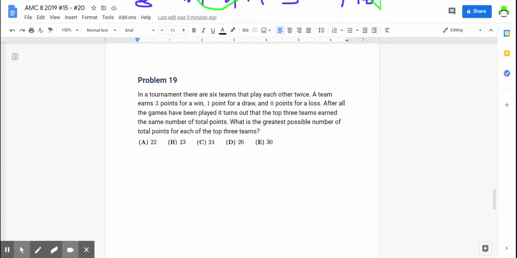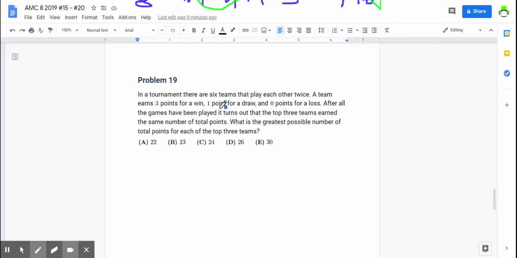It says, in a tournament, there are 6 teams that play each other twice. A team earns 3 points for a win, 1 point for a draw, and 0 points for a loss. After all the games have been played, it turns out that the top 3 teams earn the same number of total points. What is the greatest possible number of total points for each of the top 3 teams?